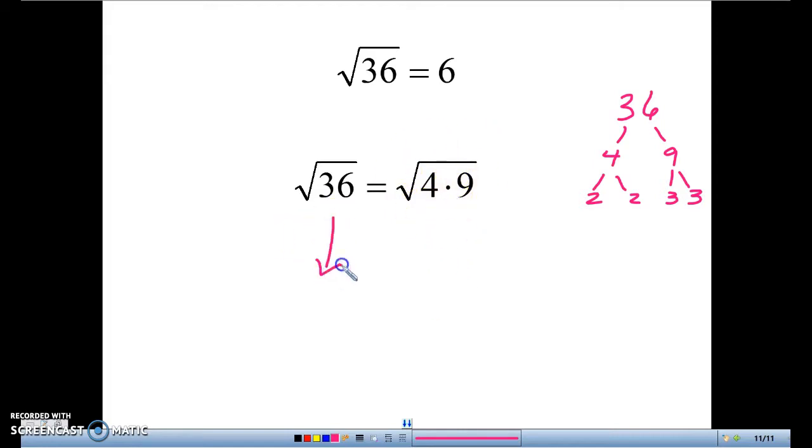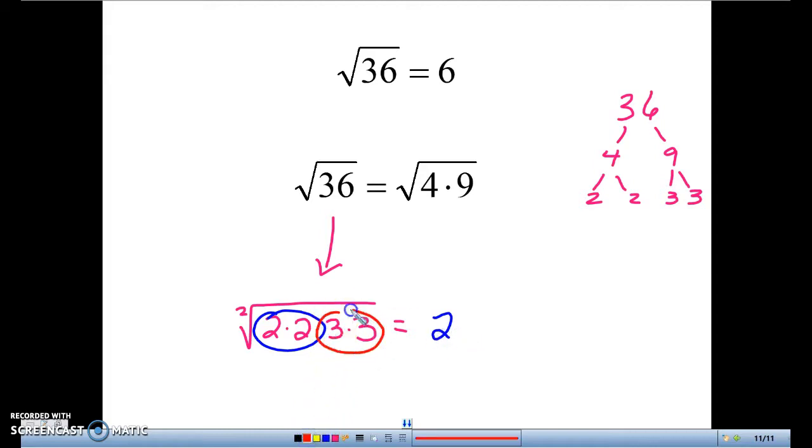I could go the long route and say, well, that's the same thing as taking the square root of 2 times 2 times 3 times 3. Now watch this. This says put groups of 2 identicals together, and it comes out of the radical sign as a single. Put 2 identicals together, and it comes out of the radical sign as a single, and you have to multiply those together, and you get 6. Well, we got the same answer we got here. That's good.